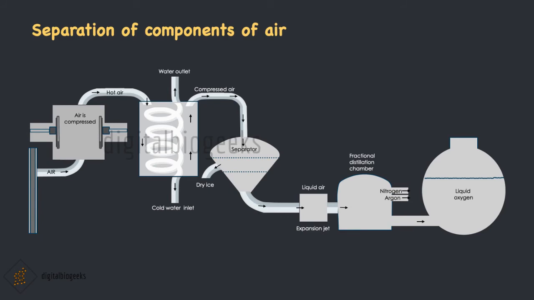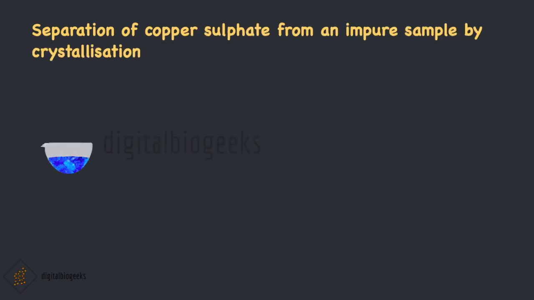Now let's see an experiment to obtain pure copper sulphate from an impure sample. Copper sulphate is used as a fungicide, which kills fungus, and as an algicide, which kills algae, in agriculture. Let's see how we get pure copper sulphate from an impure sample. The technique used for the separation of pure copper sulphate is called crystallization.